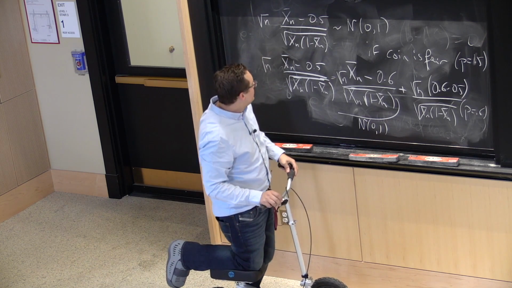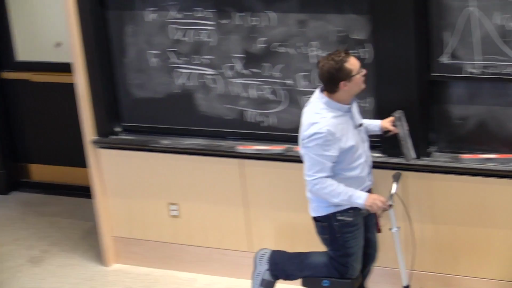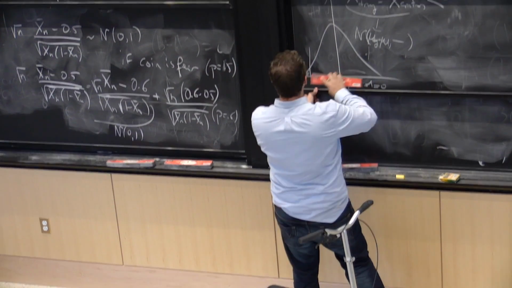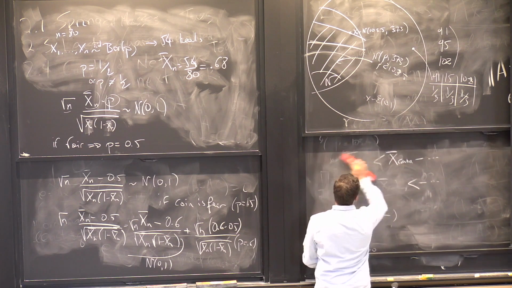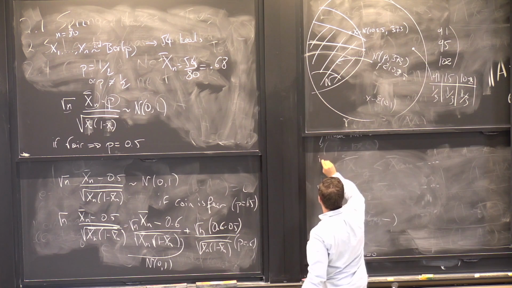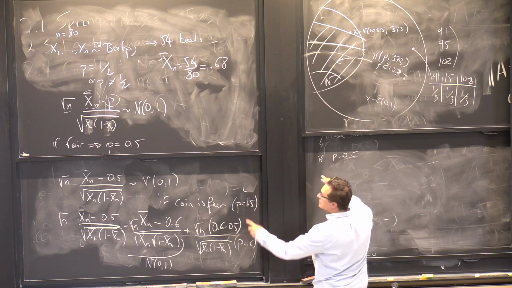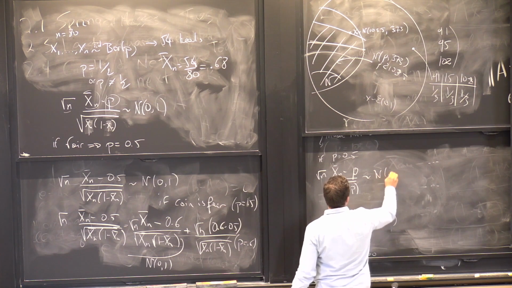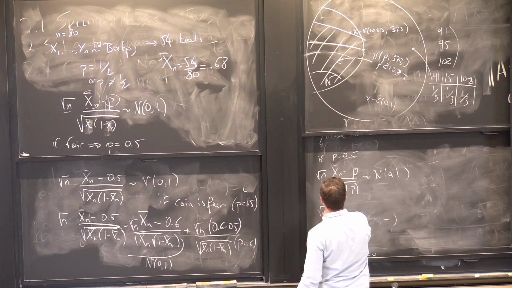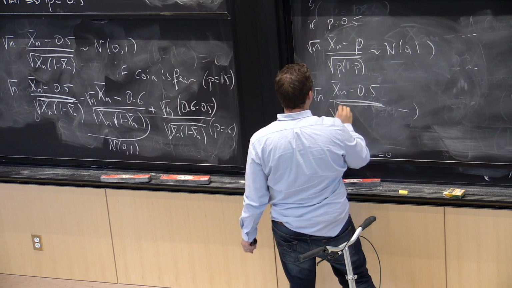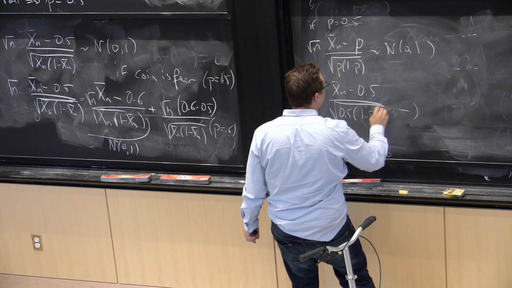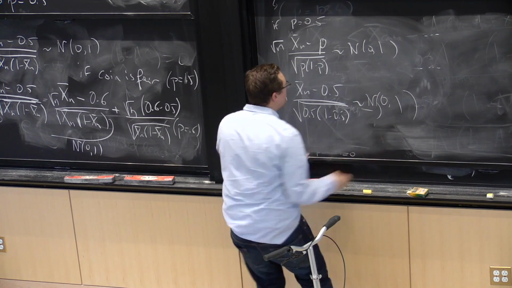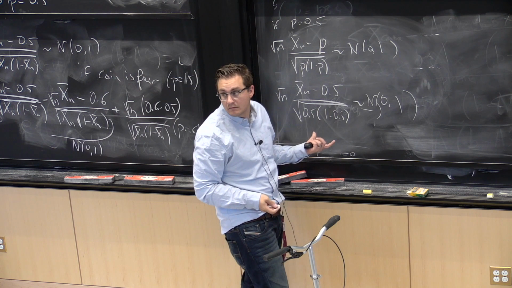Now, the implicit question that I got was the following. It says, if you know what p is, then what's actually true is also this. If p is equal to 0.5, then not only do I know that root n times (xn bar minus p) divided by the square root of p(1 minus p) is N(0,1), it's also true that square root of n times (xn bar minus 0.5) divided by the square root of 0.5(1 minus 0.5) is N(0,1). I know what p is. I'm just going to make it appear.